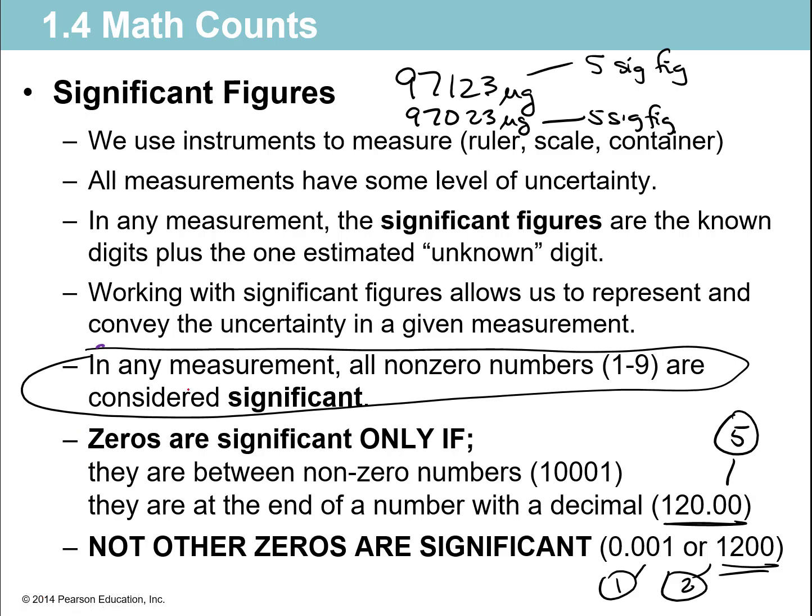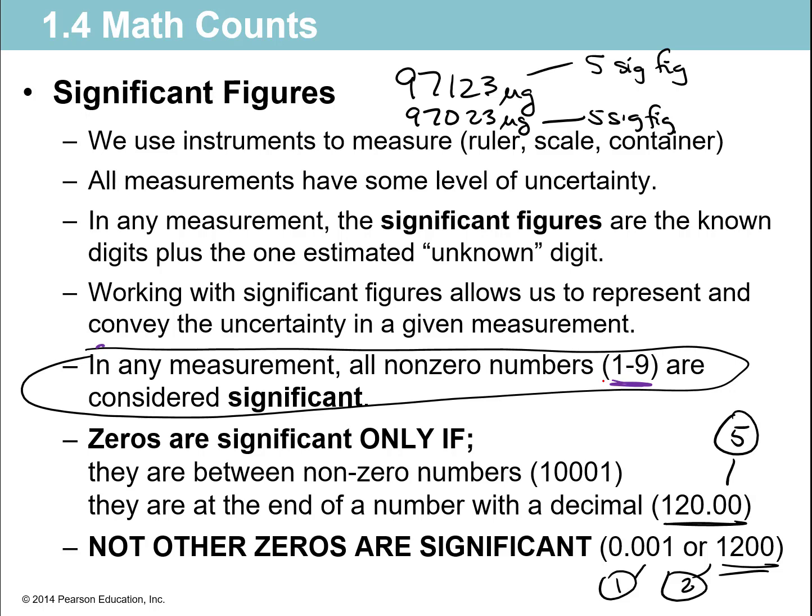But the key things to remember is that all numbers between 1 and 9 in a measured value are considered significant. It's only the zeros that you have to ask yourself about. So remember that zeros are significant if they're in between non-zero numbers. And zeros are always significant if they're at the end of a number and there's a decimal place anywhere in the number. It doesn't matter, the decimal place could be up front, in the middle, or at the very end. If you see any decimal place, all zeros at the end of the number are significant.